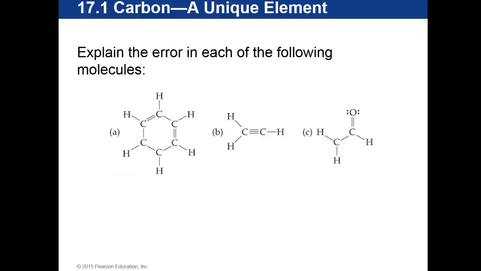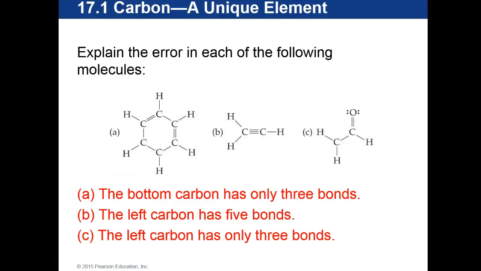Explain the error in each of the following molecules. Well, A, the bottom carbon only has 3 bonds. It needs to have 4, right? In B, the left carbon has 5 bonds. Well, it can't. It can only have 4. In C, the left carbon only has 3. 1, 2, 3, and it needs to have 4.